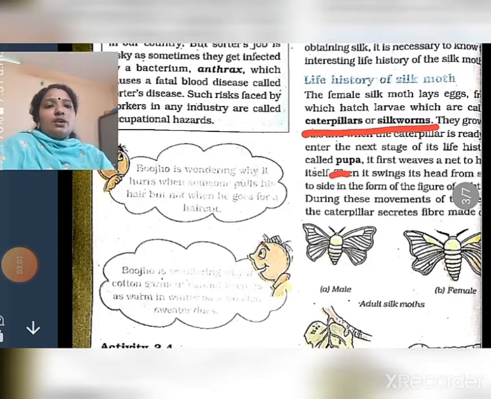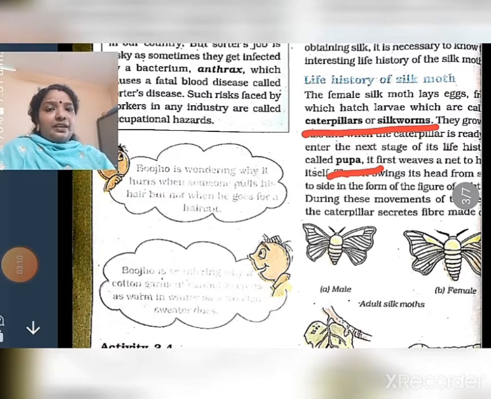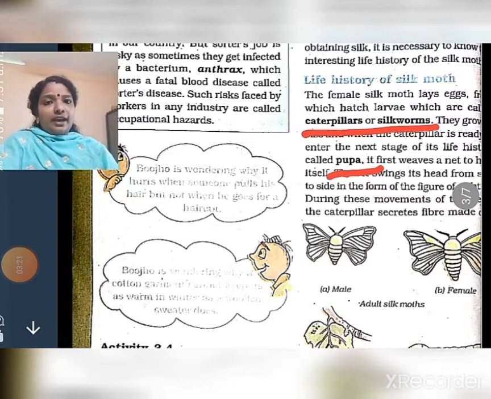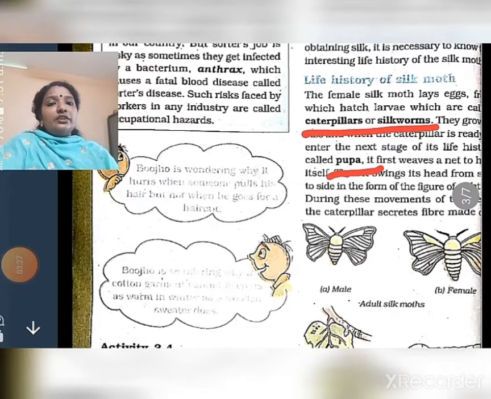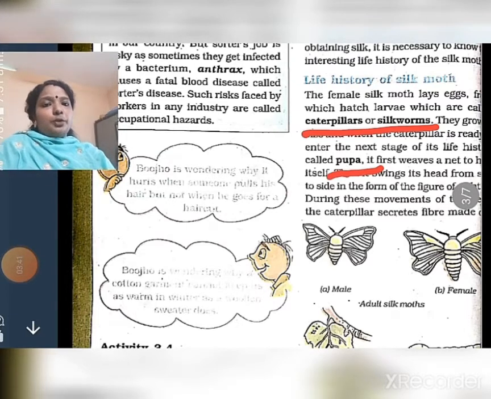This next stage is called pupa. Once more, the female silk moth lays eggs. These eggs hatch into larvae, called caterpillars or silkworms. The caterpillar eats mulberry leaves and increases its size, and then it enters the next stage, which is the pupa.